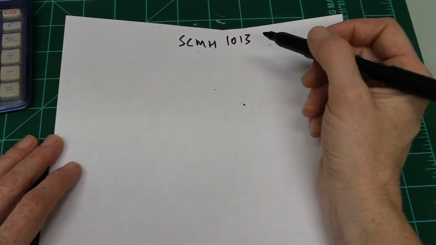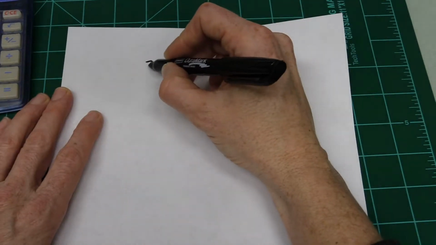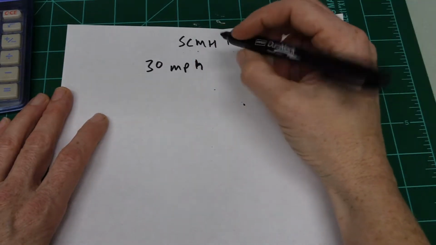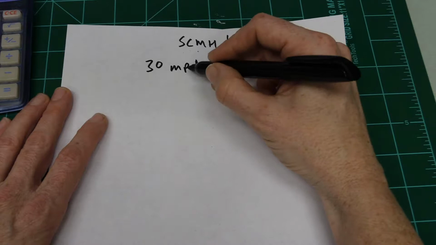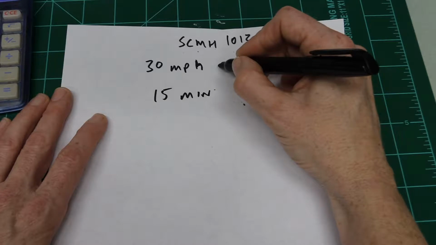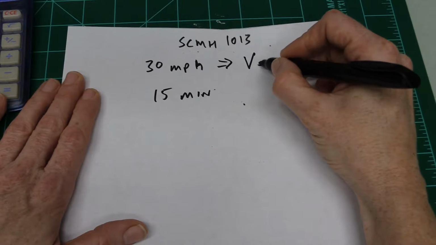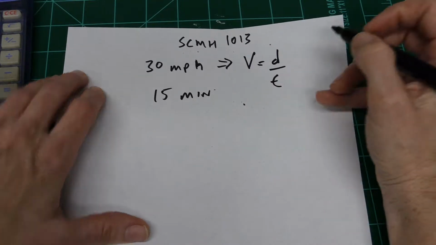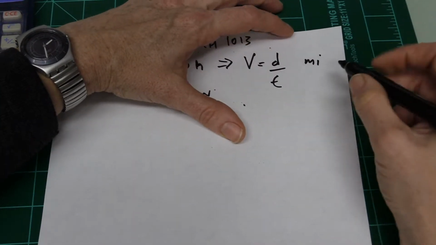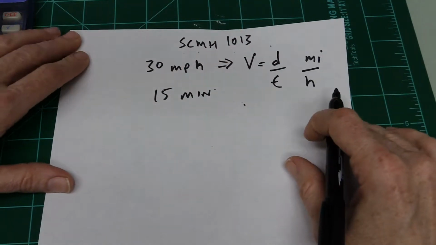One of the first questions you might get asked is something like: a car is traveling 30 miles per hour, and how far do you go in 15 minutes? So 30 miles per hour is a velocity, and velocities are calculated as distance divided by time. Miles per hour would be written like this, in fractional form.